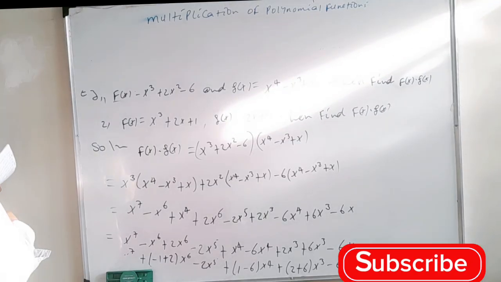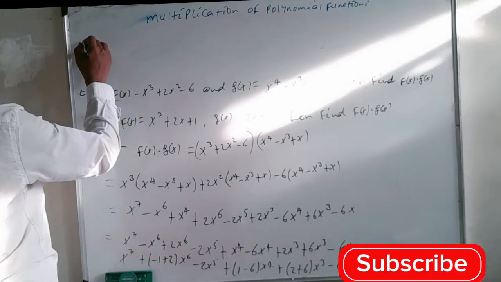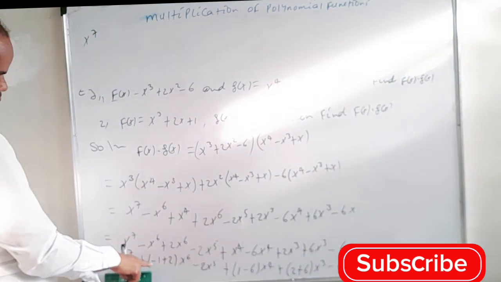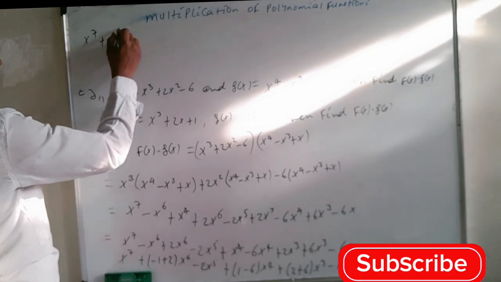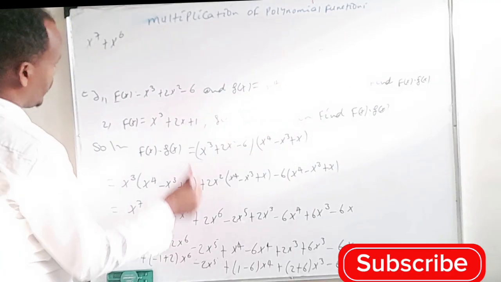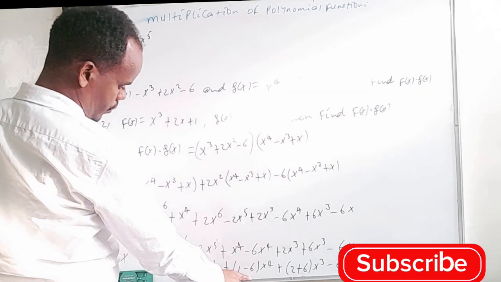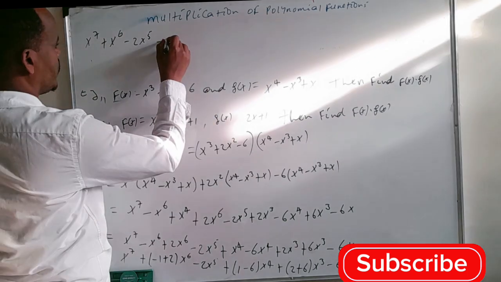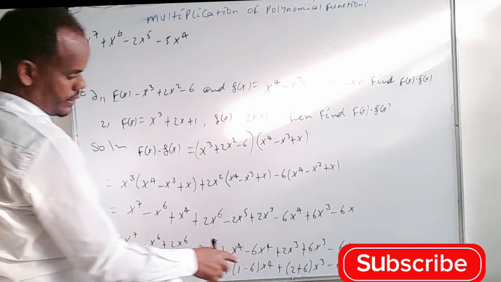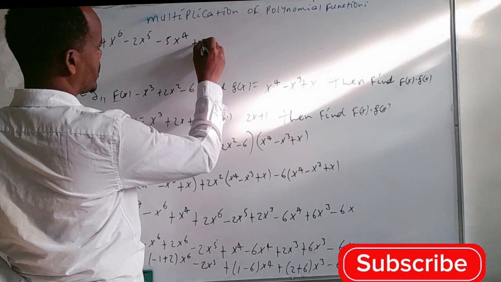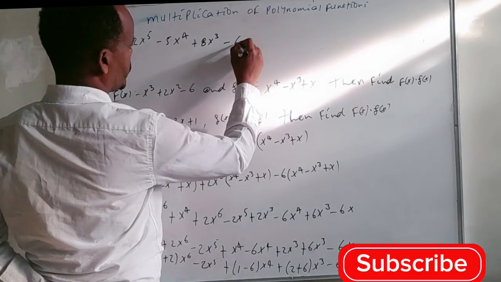x to the power of 7. This is x to the power of 7, x to the power of 7 minus 1 plus 2 means plus 1x to the power of 6. And that is minus 2x to the power of 5. 1 minus 6 means minus 5x to the power of 4. And 2 plus 6 means plus 8x to the power of 3. And that is minus 6x.